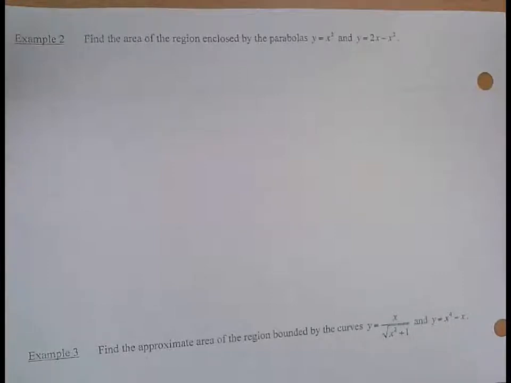What anybody tried. Okay, for example 2, I just put 3 examples where some different things may be required. So the main part of today, you already know how to evaluate an integral. It's making sure you set up the correct integral. So example 2 says to find the area of the region enclosed by the parabolas y equals x squared and y equals 2x minus x squared. It does not give you a and b like the previous example did.